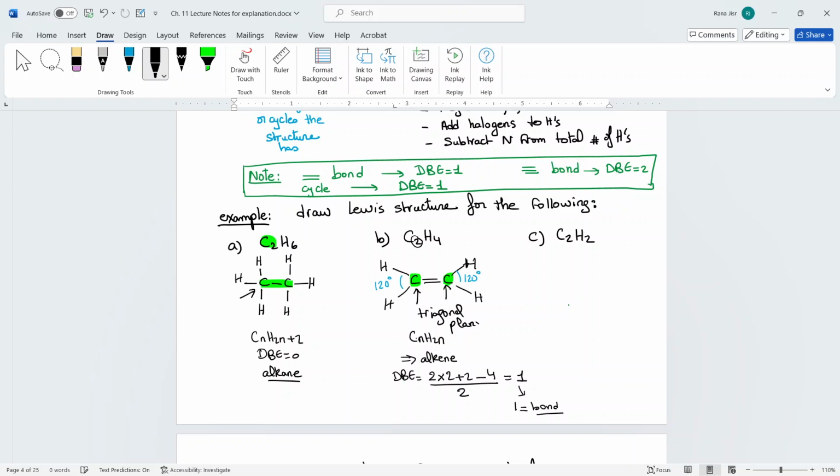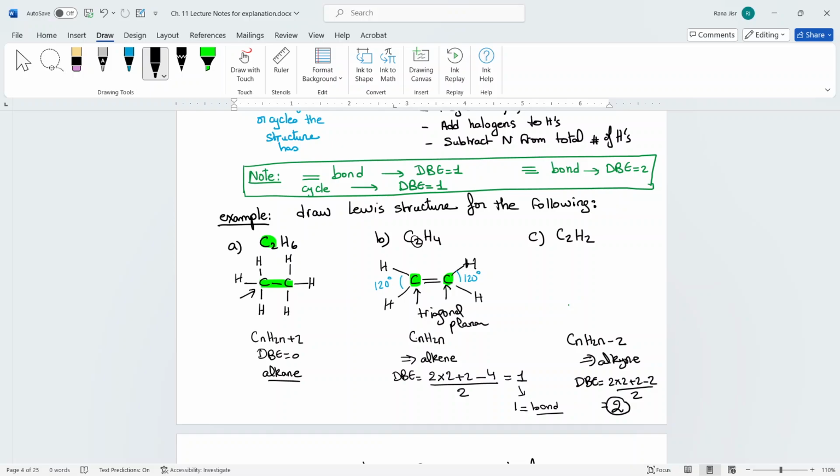Now for the C2H2, this is going to follow the molecular formula CnH2n-2, which is an alkyne in this case. So if I go ahead and do the DBE for it, that needs to be equal to 2. So the number of carbons times 2 plus 2 minus the number of hydrogens, divided by 2, is equal to 2. And the DBE of 2 is equal to a triple bond.